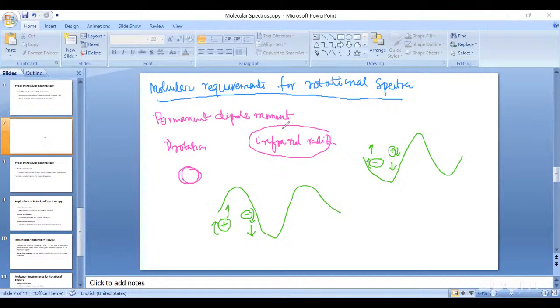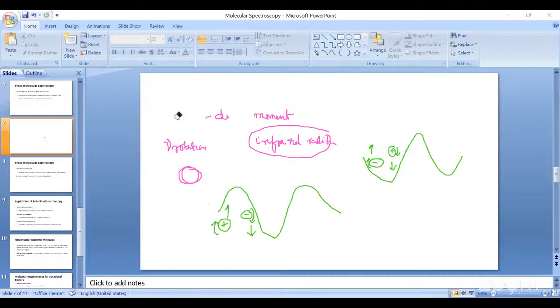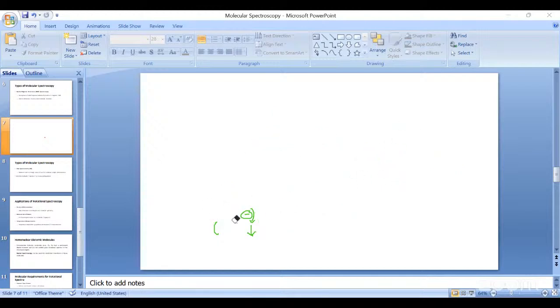In the case of molecules having a permanent dipole moment, we observe this in the infrared or microwave region. So this is how the rotational spectra take place, and these are the requirements of the rotational spectra. Next, we will move to the molecule as a rigid rotator.